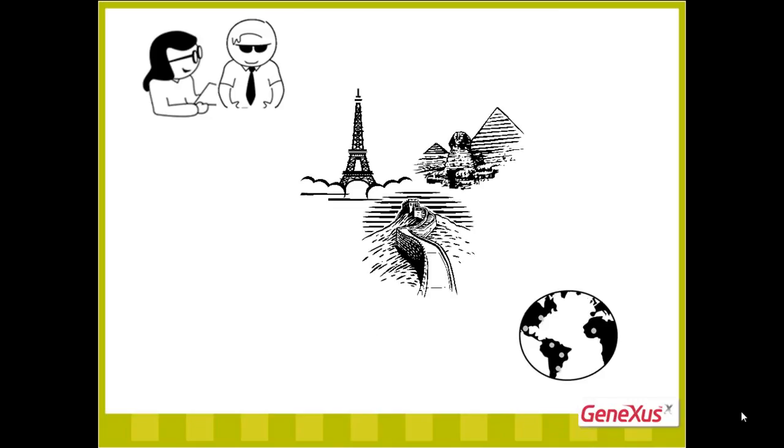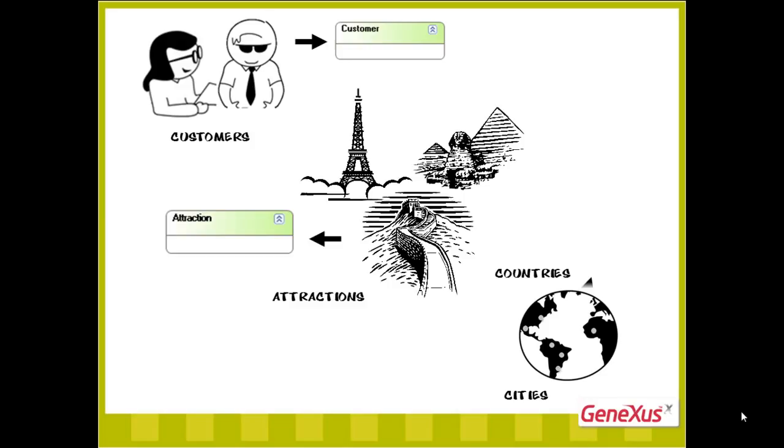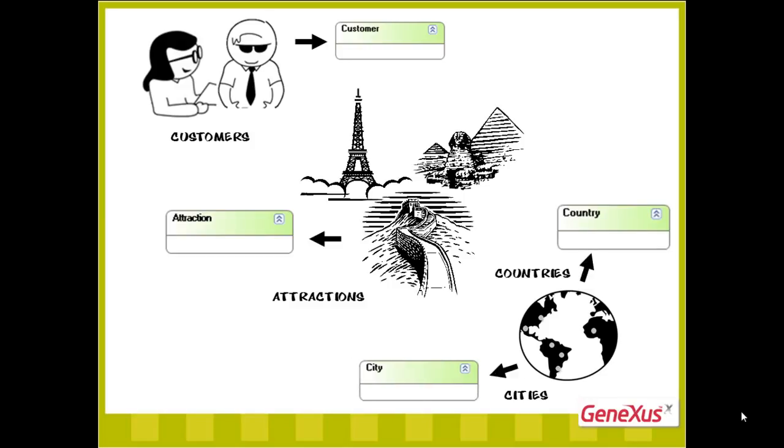Based on this information, we identify 4 objects of reality to describe in the knowledge base: clients, tourist attractions, countries, and cities. For each object of reality that we have identified, we'll create a Genexus object of transaction type. The first Genexus objects created in the knowledge base are transactions, as they allow us to describe objects or actors of reality. Let's go back to Genexus to do this.